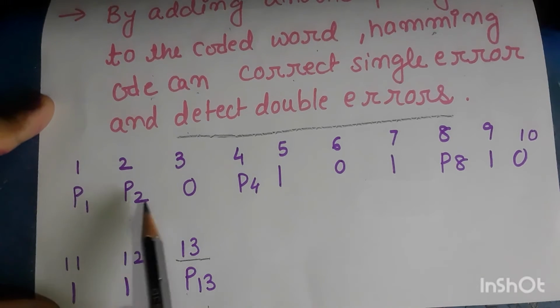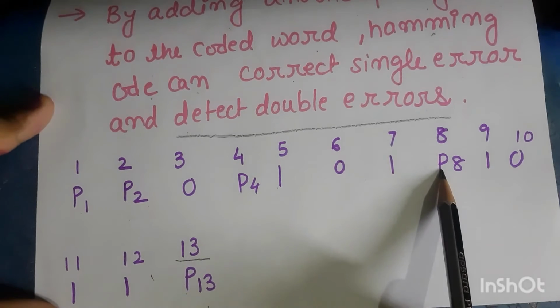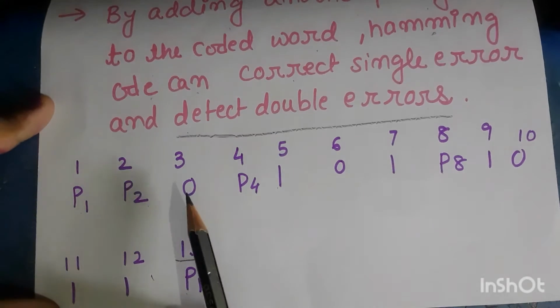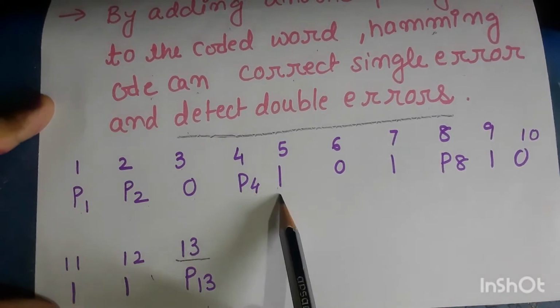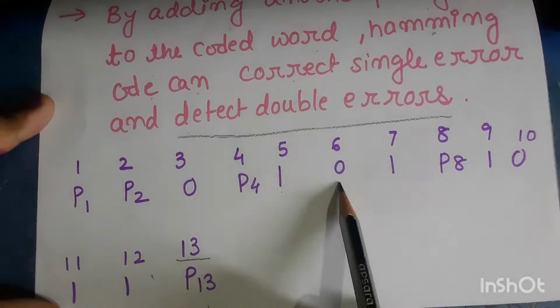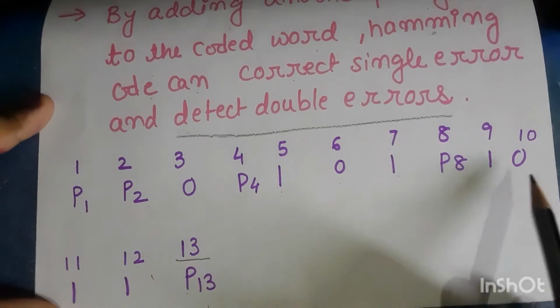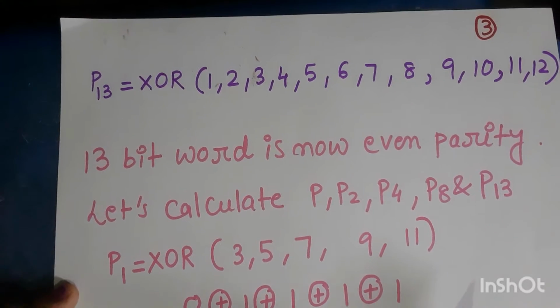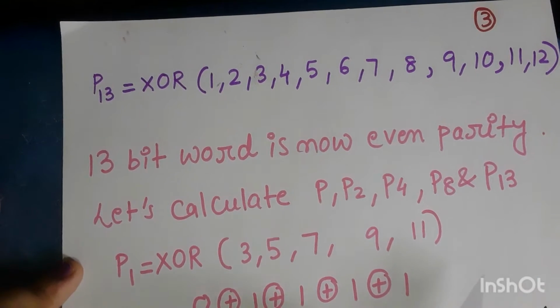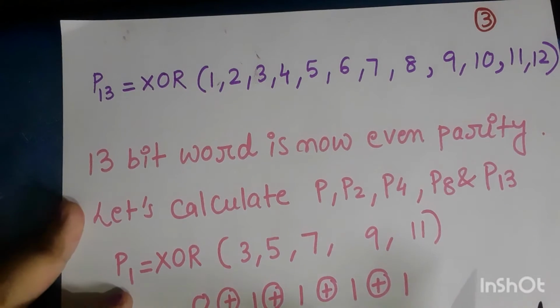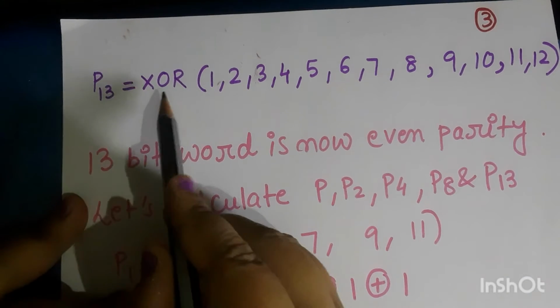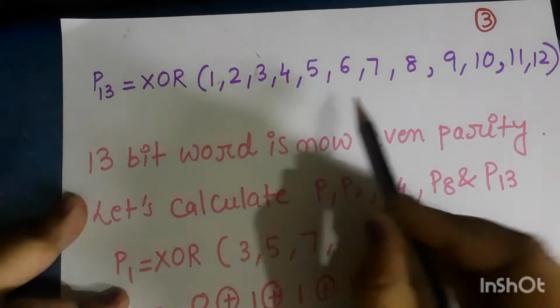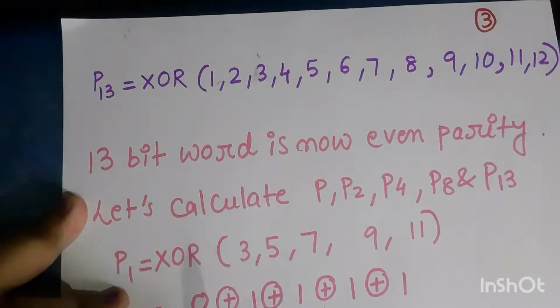Okay, here P1, P2, P4, P8, they are the parity bits. D3, D5, D6, D7, D9, D10, D11, D12, they are all the data bits. Now friends, P13, how will we evaluate P13? P13 parity bit would actually be the XOR of all the 12 bits.